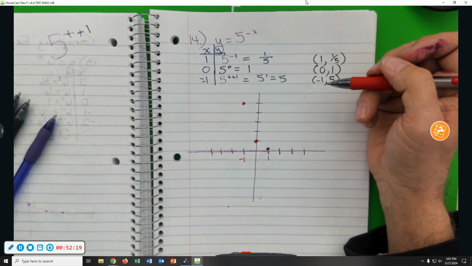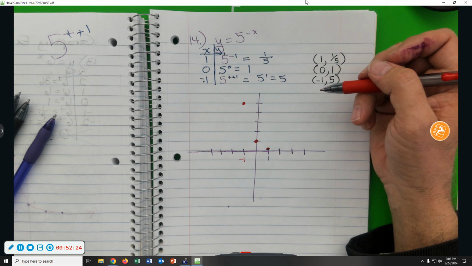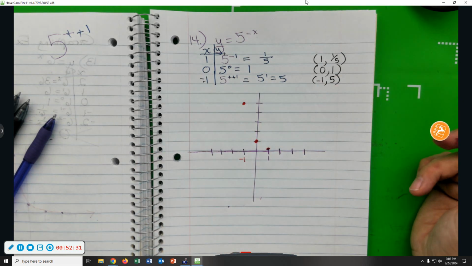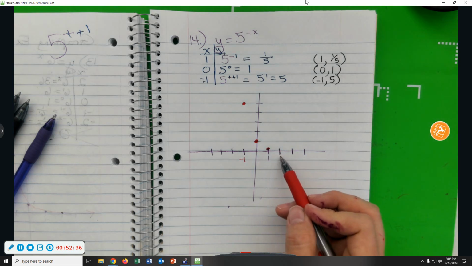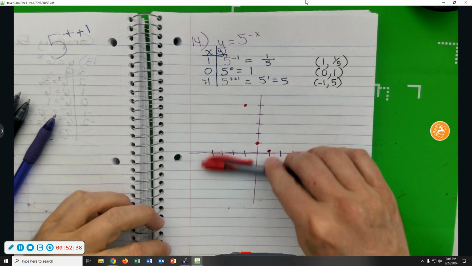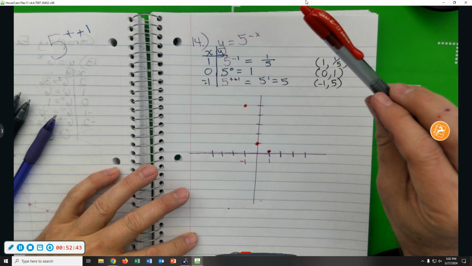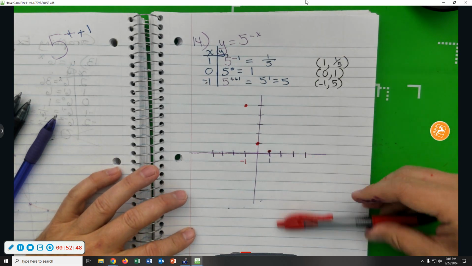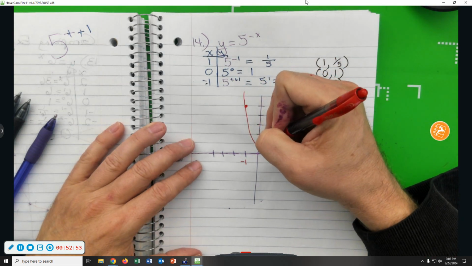From those 3 points, can you tell which side is going to be real steep and which side's going to be real flat? Which side's going to be the flat side, the left side or the right side? The right side. That's the side that's close to the x-axis. Remember, the graph can't go underneath it because a positive number to any power will always be positive. It'll be greater than 0. It won't equal 0. It won't be negative. So that means the left side's the real steep side.